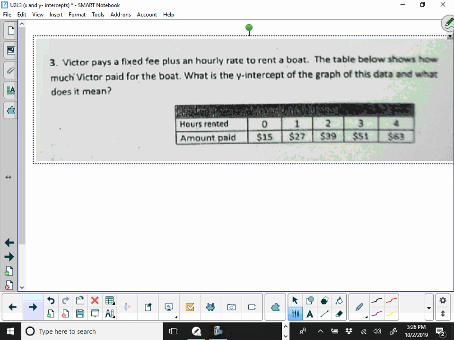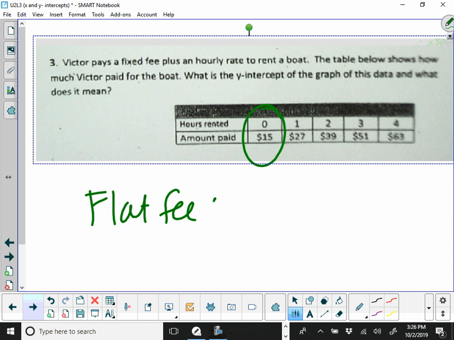All right, number 3, Victor pays a fixed fee plus an hourly rate to rent a boat. The table below shows how much Victor paid for the boat. What is the y-intercept of the graph? The y-intercept again is going to be right here. And what does it mean? That means that his flat fee was $15 because he had driven the boat none.